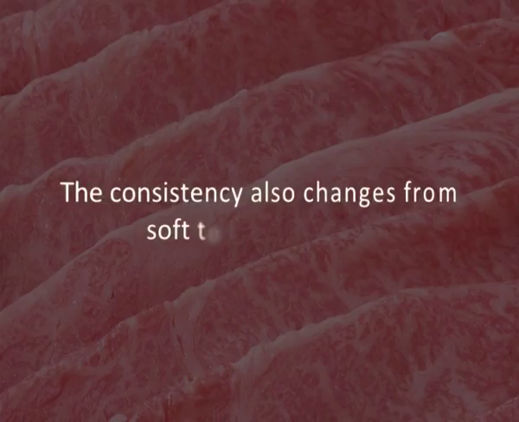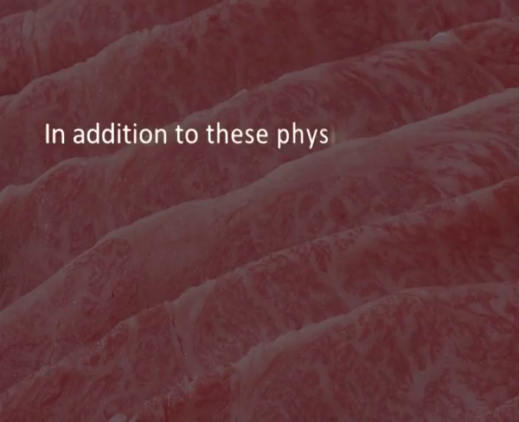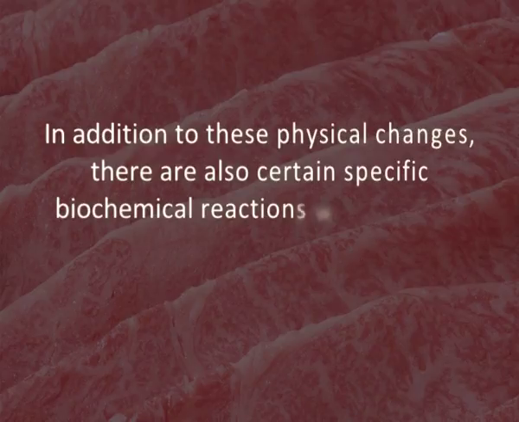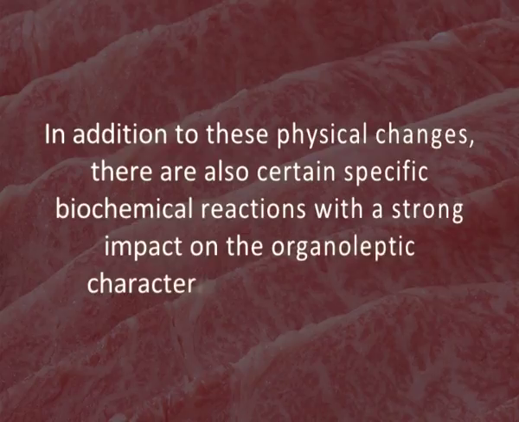Continuous evaporation and weight losses during drying cause changes in the shape of the meat through shrinkage of the muscle and connective tissue. The meat pieces become smaller, thinner, and to some degree wrinkled. The consistency also changes from soft to firm to hard. In addition to these physical changes, there are also certain specific biochemical reactions with a strong impact on the organoleptic characteristics of the product. Drying of meat pieces can cause aggregation and denaturation of proteins and loss of water holding capacity, which leads to toughening of muscle tissue.